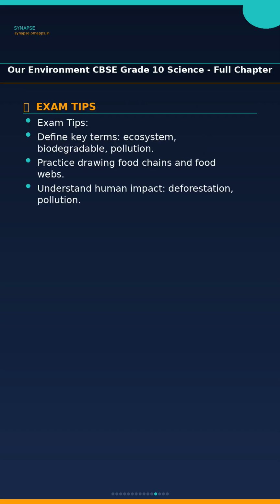Here are some exam tips to remember. First, clearly define key terms like ecosystem, biodegradable, and pollution. Second, practice drawing food chains and food webs. That's a visual way to understand the concepts. Finally, understand the impact of human activities like deforestation and pollution.